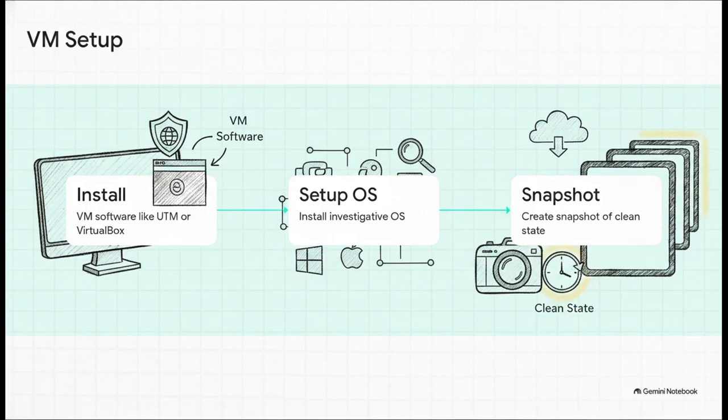A snapshot is basically a time machine. It freezes that perfect untouched moment in time, so the second your investigation is done, you can instantly revert back to it, entirely wiping away any traces of your work.